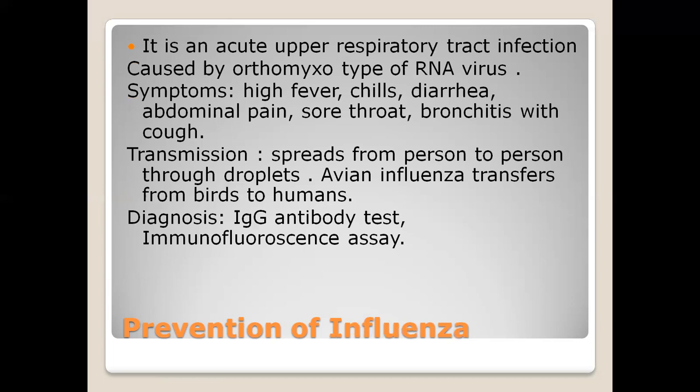And the next one is prevention of influenza. Influenza is also an upper respiratory tract infection, which is mainly caused by an orthomyxovirus, a type of RNA virus. Symptoms of influenza are high fever, chills, diarrhea, abdominal pain, sore throat, and bronchitis with cough. Bronchitis: itis always means inflammation. Inflammation of the bronchi is called bronchitis. This leads to cough, and these are the symptoms of influenza. And transmission of influenza mainly happens by spreading from person to person through droplets.